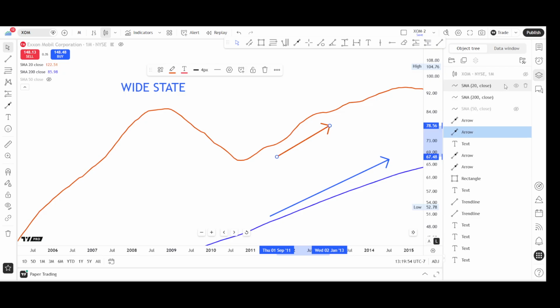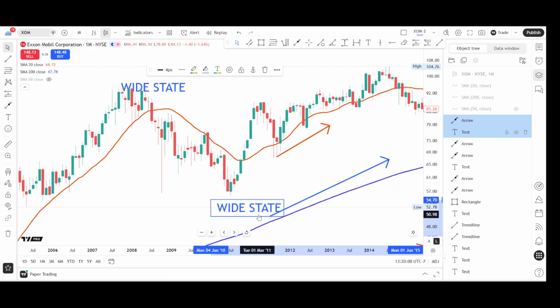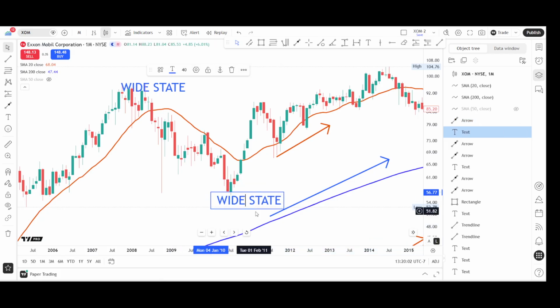So let's look at the market and what it really looked like. So we had wide back to narrow. Narrow not being very narrow.